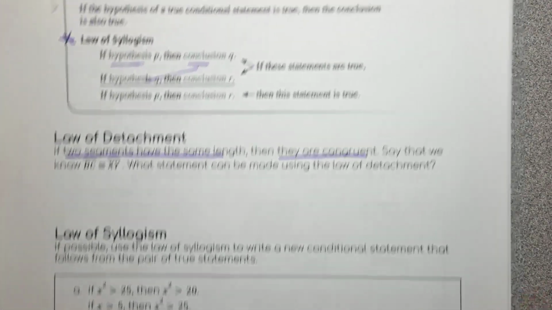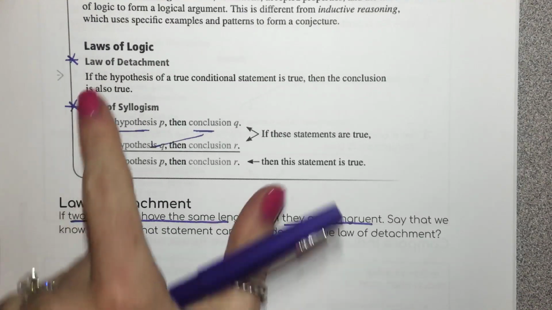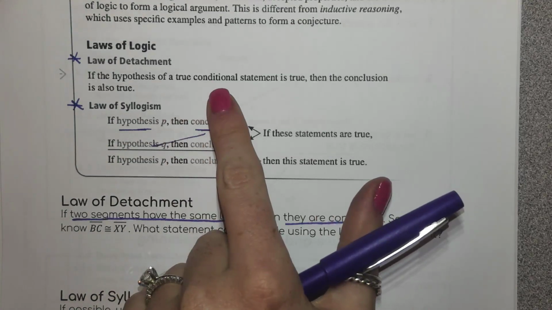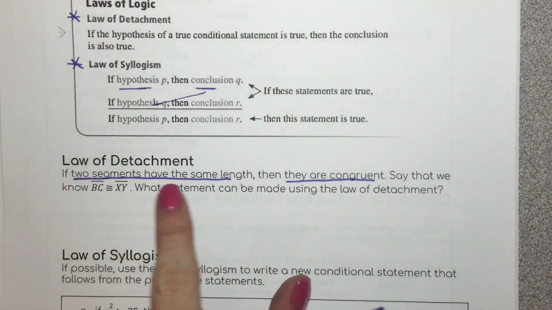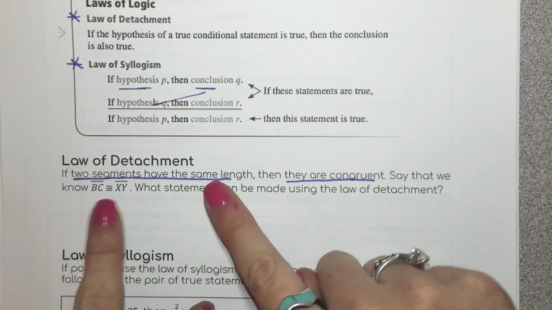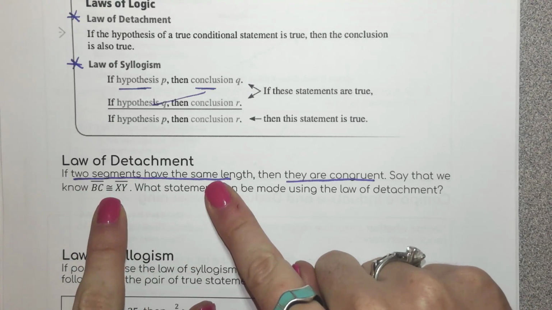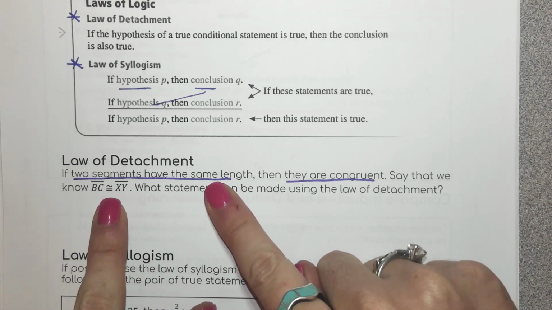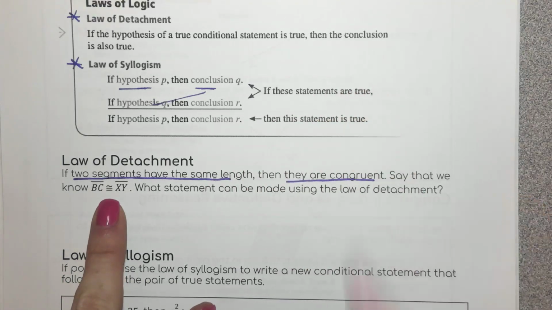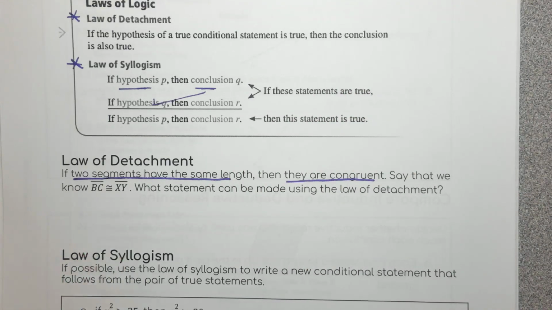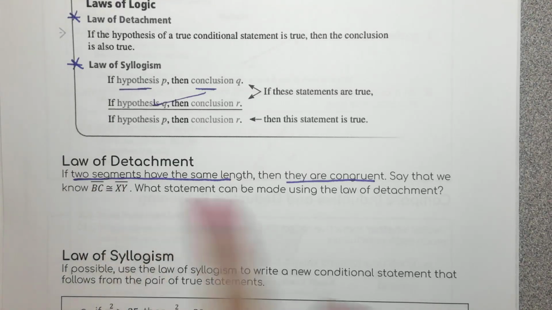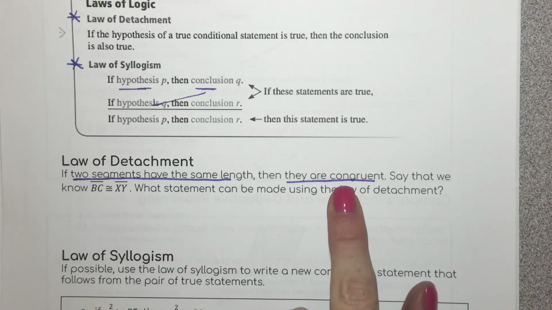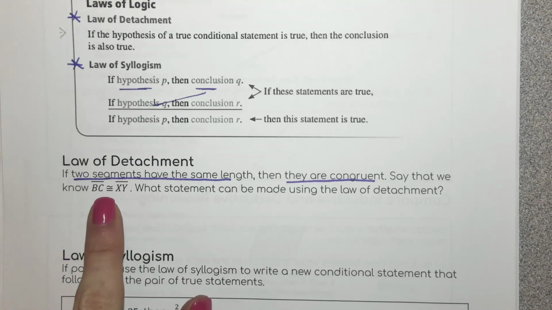So look back at what our law of detachment says. If the hypothesis of a true conditional statement is true, so if two segments have the same length, which we know they do, because it says they're congruent, then the conclusion's also true. Okay, so if we know they're the same length, then we can already tell that they're congruent, even though it tells us they are here.